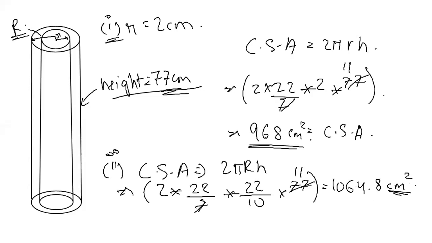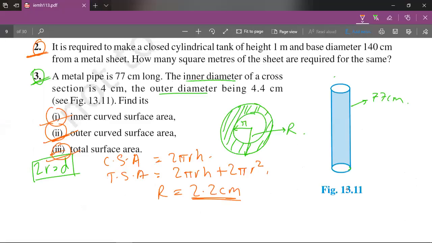Now, the third part of the question states: find the total surface area. Previously I mentioned that total surface area means the whole surface of the cylinder. So every part of the cylinder will be taken into consideration. In this last question, total surface area, we will take both radii into consideration. R is equal to 2.2 centimeters and small r is 2 centimeters.